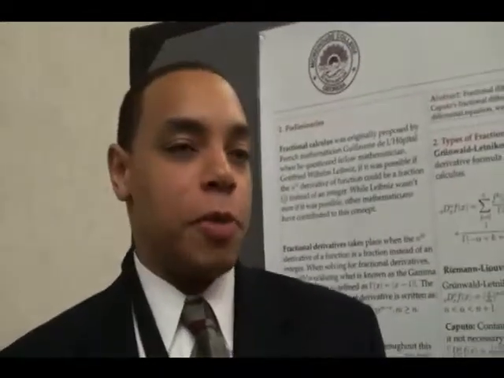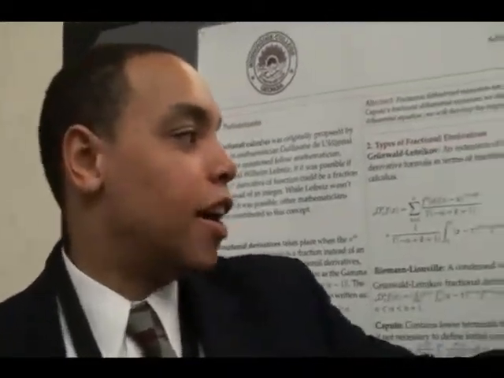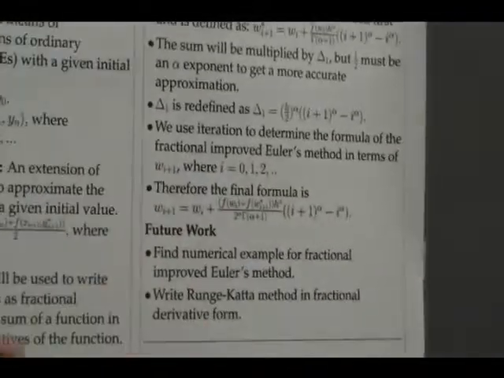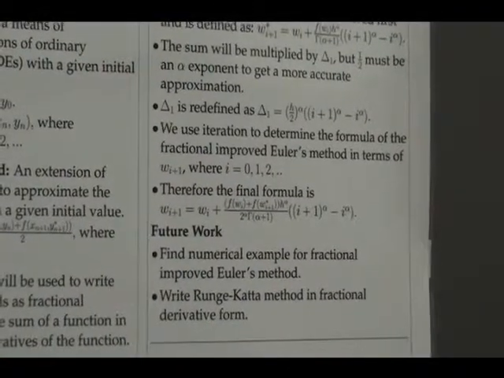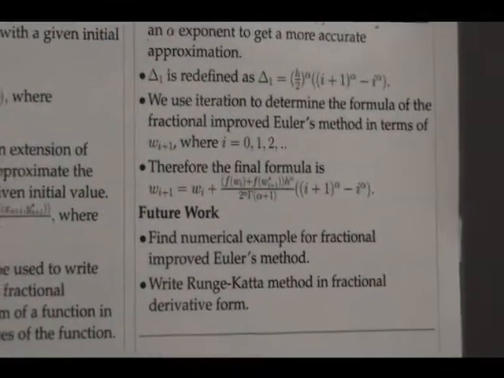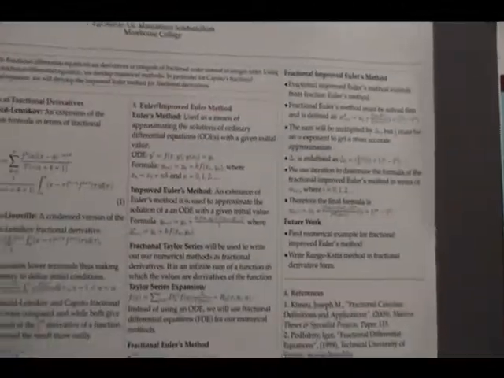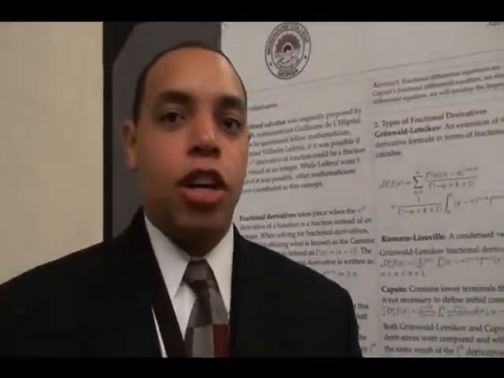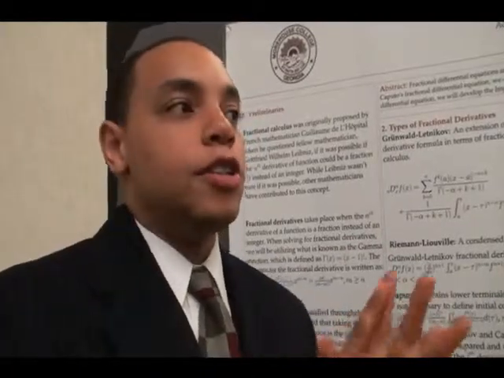So the fractional Euler's method is defined as this: w sub i plus 1 equals w sub i plus f of w sub i plus f of w sub i star times h^alpha over 2 alpha times gamma of alpha plus 1, all multiplied by (i plus 1)^alpha minus i^alpha. Our future work for this is to try to come up with a numerical example to use in our formulas. And that's my research.